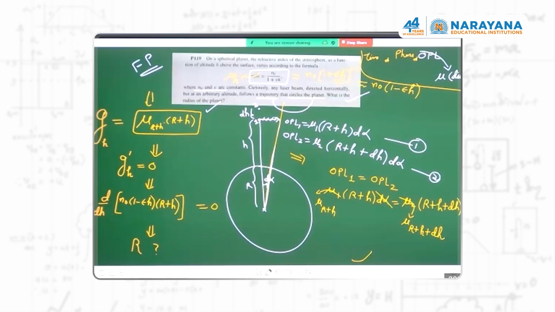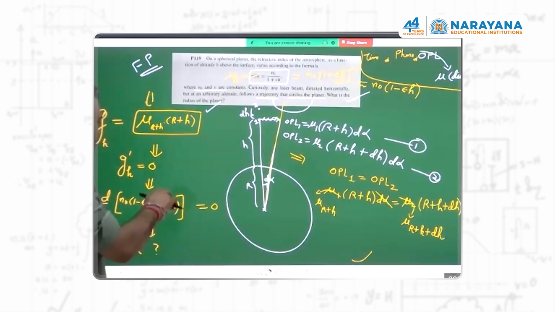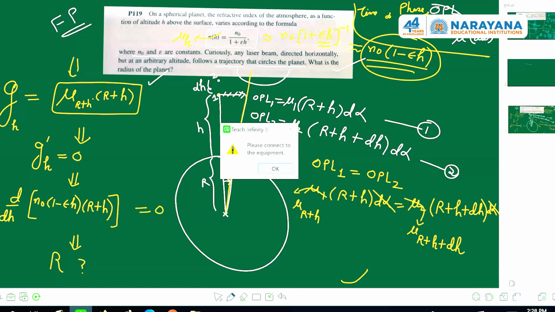N naught into 1 minus epsilon h into r plus h. That term is coming out as 0. I'm talking about heights which are small. And now if you differentiate, n naught is taken care of, r is gone. So if you are solving it for a smaller height, I mean, this equation being satisfied for an h which is not large in comparison to the radius of Earth, assuming that, you will get a value of h. And if you sort out this equation, just check what is the relation between that r that you need, what is that r which you are getting. Problem will become very straightforward also.